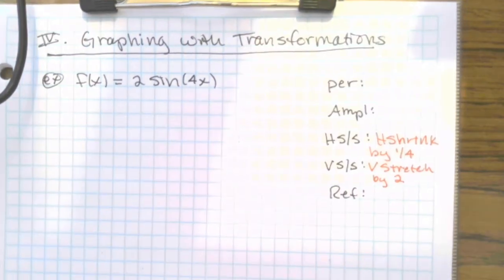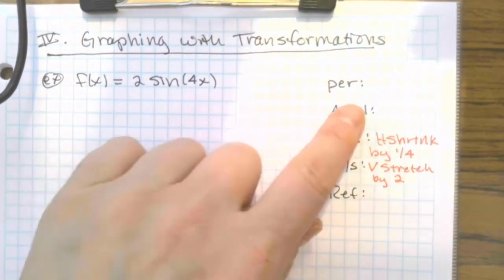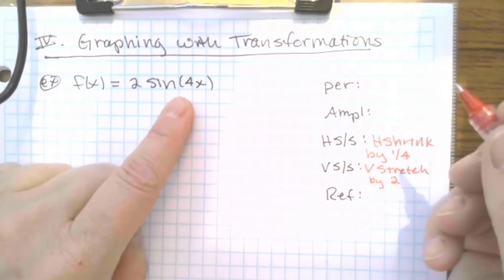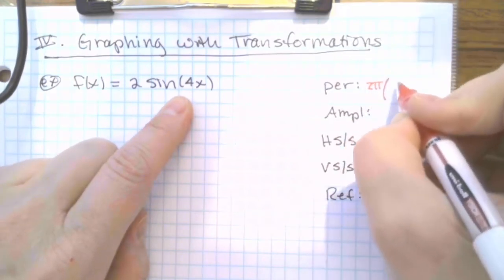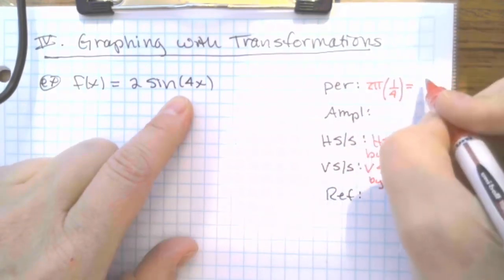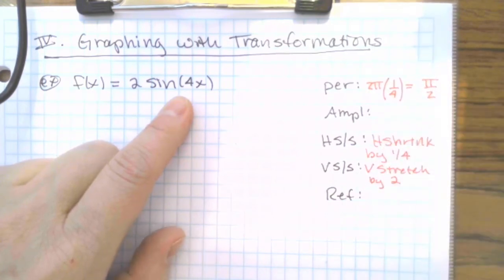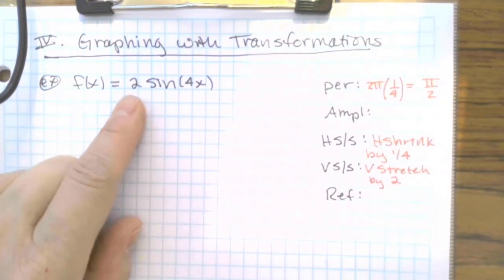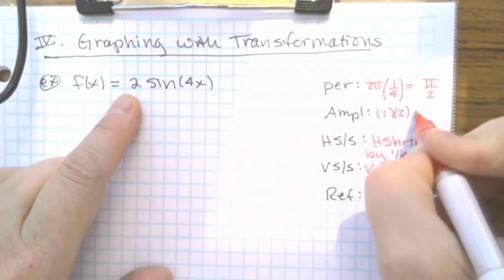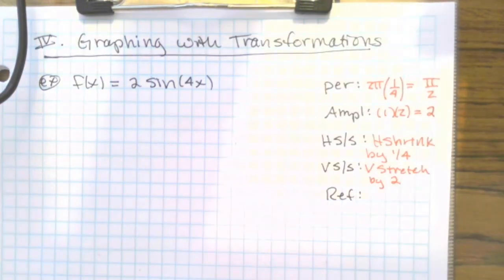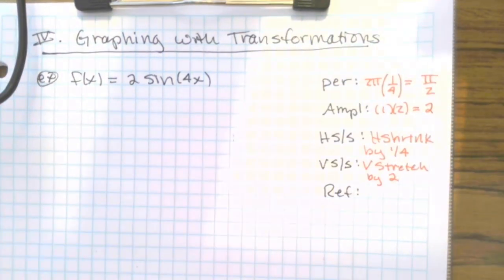Now the period of the function is affected by the b value. So what you do is you take your period, which is 2 pi, and you multiply it by the reciprocal, 1/4, and that equals pi over 2 as your new period. Now, since the amplitude is half the distance of the wave, the original amplitude was 1, but this is being stretched, so the amplitude gets multiplied by 2. So the new amplitude is 2. And there are no negatives anywhere, so there are no reflections.